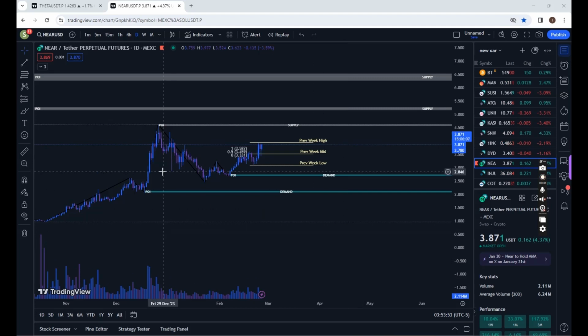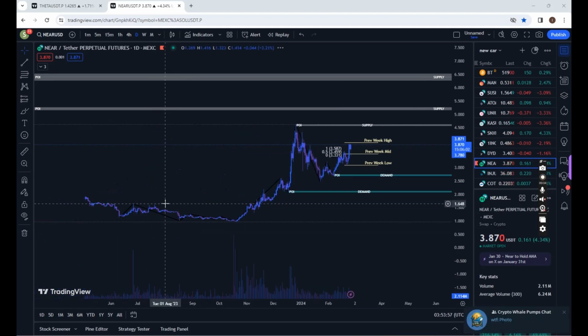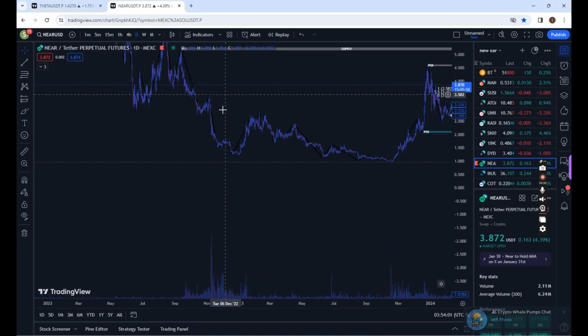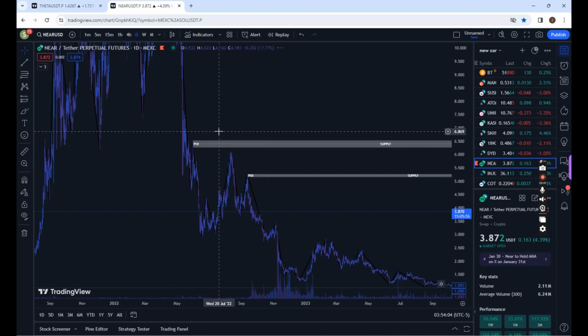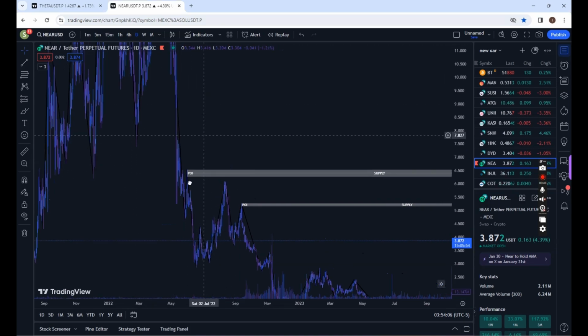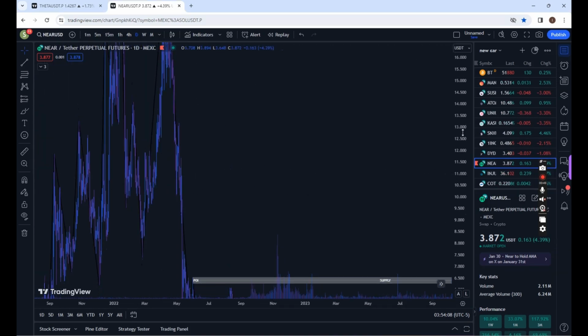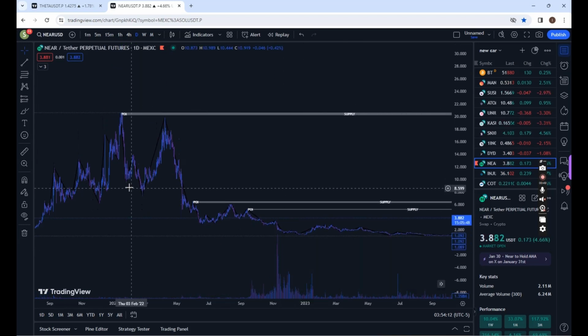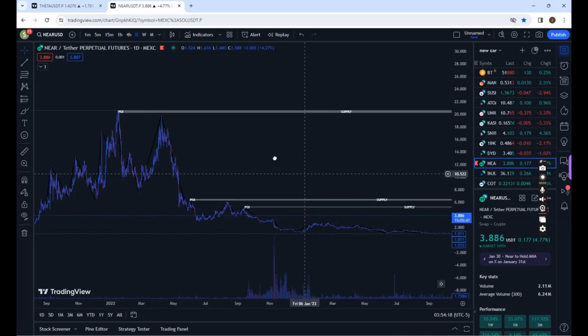So what I did is I've been looking at NIA, and NIA's come down fairly aggressively. This is on the daily time frame. Since 2021, I think it is, 2022, it's been declining a lot.